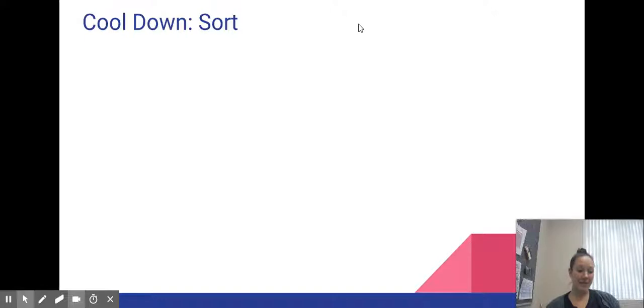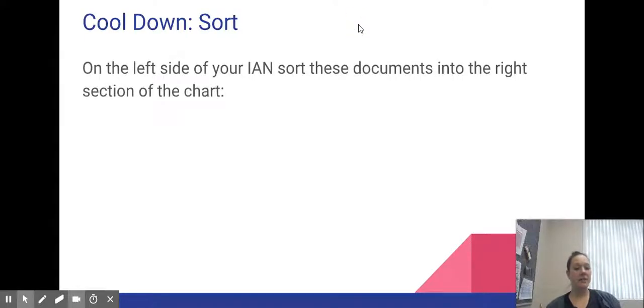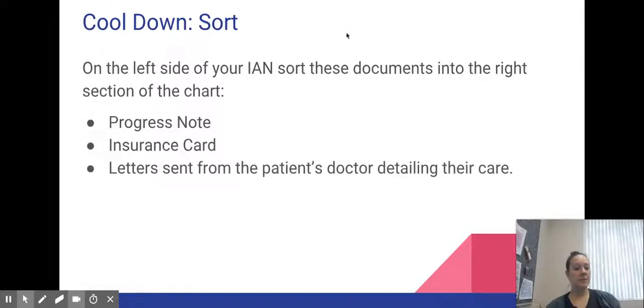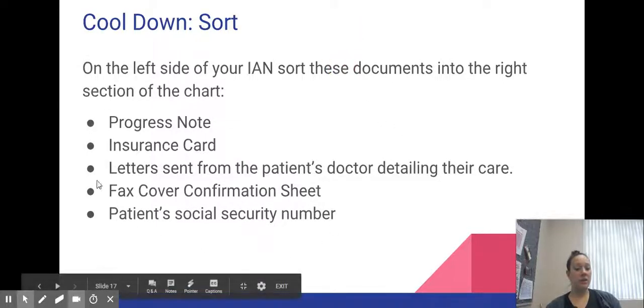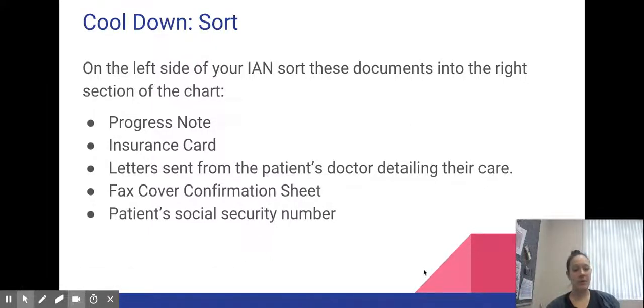So we've come to our cool down for this lesson. For this, I'd like you to do a sort. So on the left side of your screen, I want you to sort these documents into the right section of their chart. Progress note, insurance card, letters from the patient's doctor detailing their care, fax cover confirmation sheet, patient social security number, and those are all the ones I want you to sort. So put them into the right place, just list where they would go.